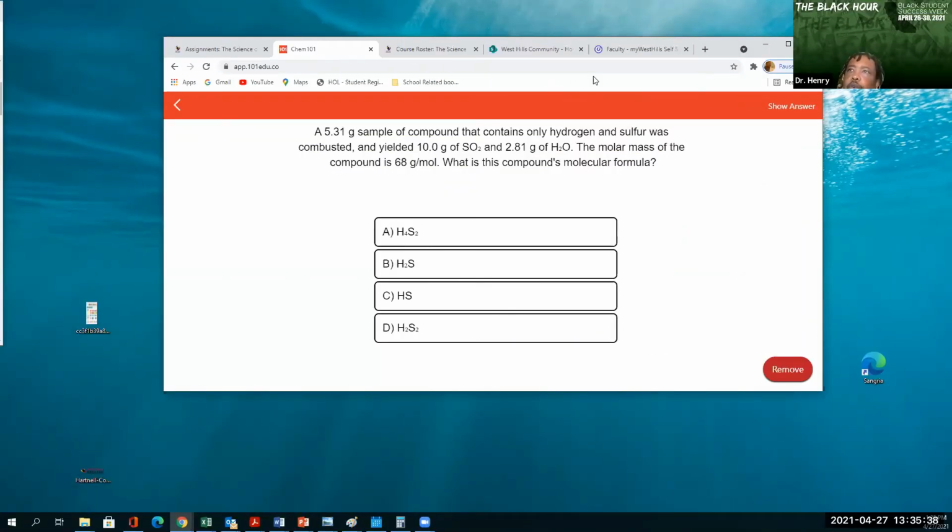A 5.13 gram sample of a compound that contains only hydrogen and sulfur was combusted and yields 10.0 grams of sulfur dioxide and 2.81 grams of water. The molar mass of the compound is 68 grams per mole. What is the compound's molecular formula?